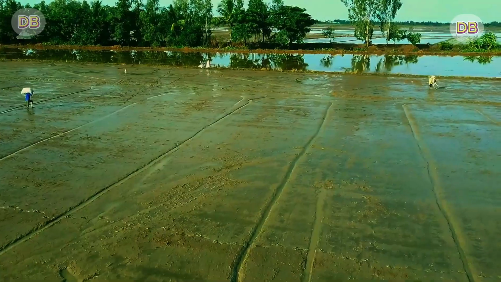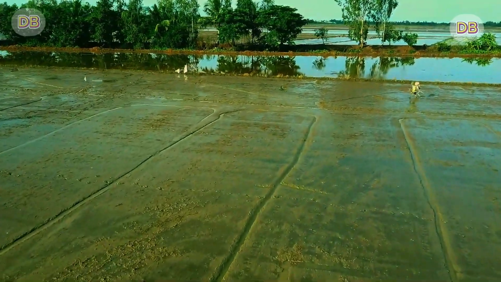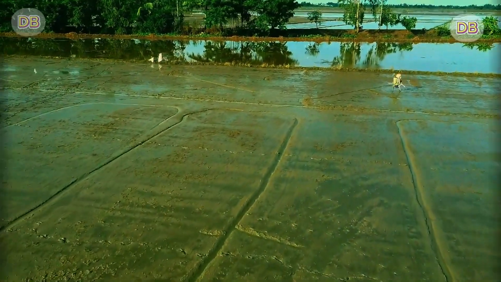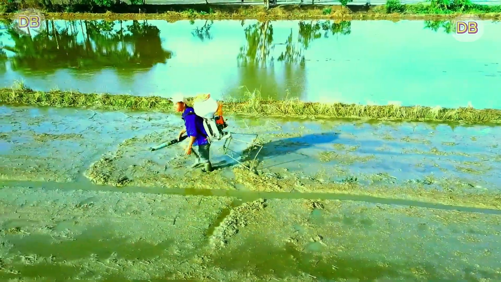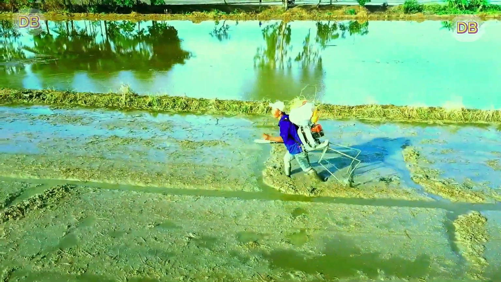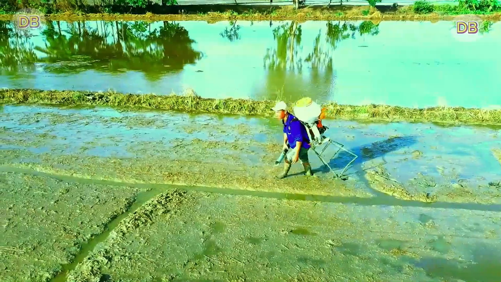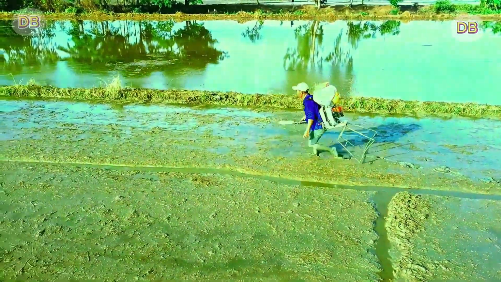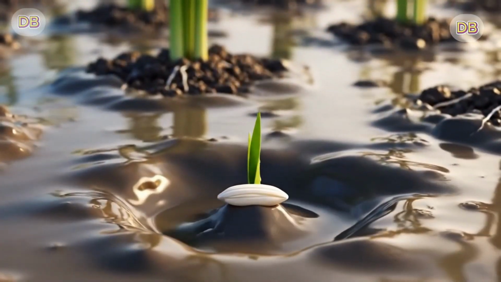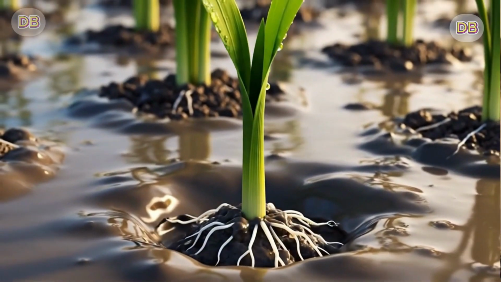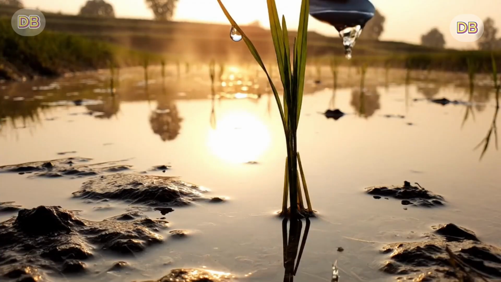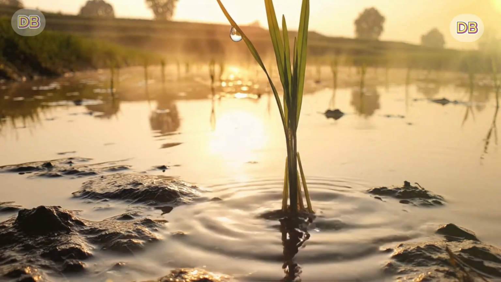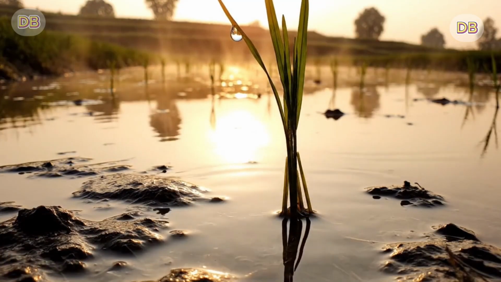From the moment a tiny seed is selected to the day golden grains are harvested, the rice growing process is a careful balance of tradition, science, labor, and nature. This long-form blog explores the complete rice cultivation process in detail, from seed selection and nursery preparation to transplanting, field management, and final harvest.